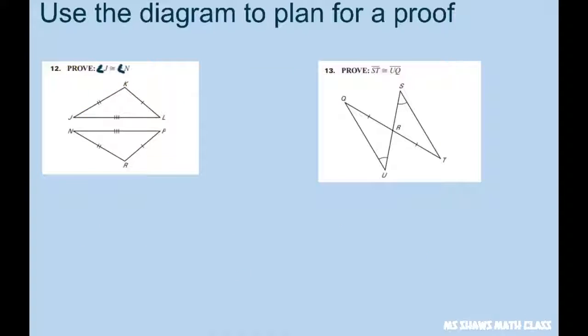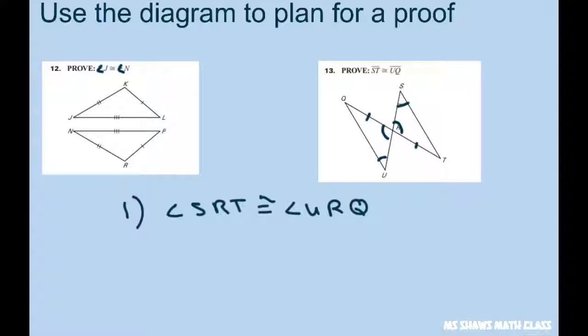Now the next one, what I would do here is I have two sides marked and an angle here. So what I would use is the vertical angle theorem, that these angles are also congruent. So to show my first part, I would say angle SRT is congruent to angle URQ. And that's through the vertical angles theorem.